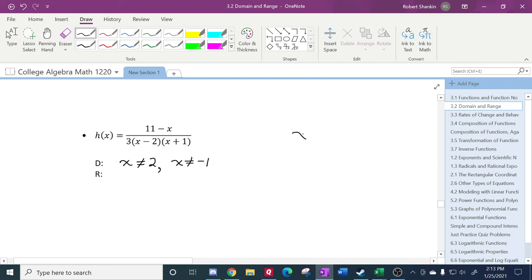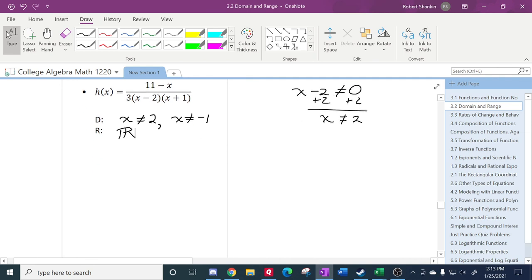Some people write it out: x minus 2 cannot equal 0, so x cannot equal 2. You could do that on both of these cases, or you could just look at it and say, these are the two numbers you can't have. And then the range is going to be all real numbers. You can get anything you want out of this, but you can't allow these two as inputs.